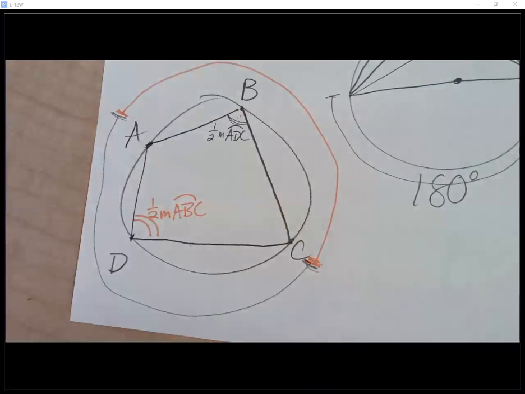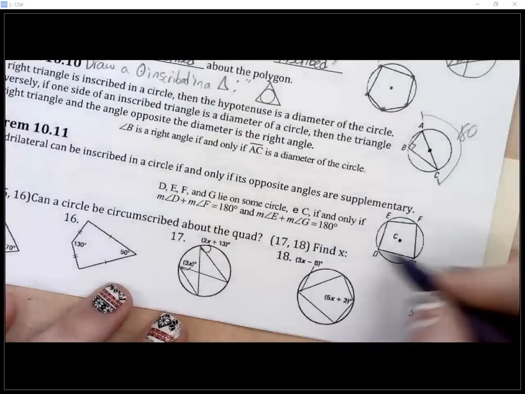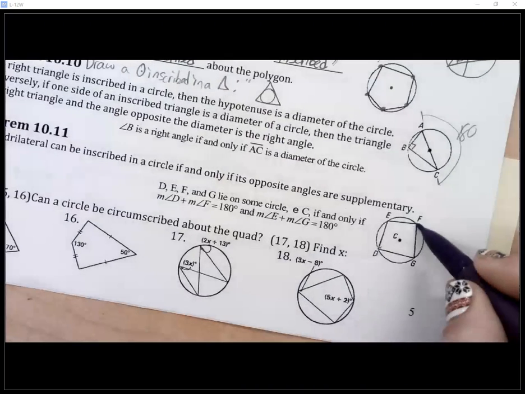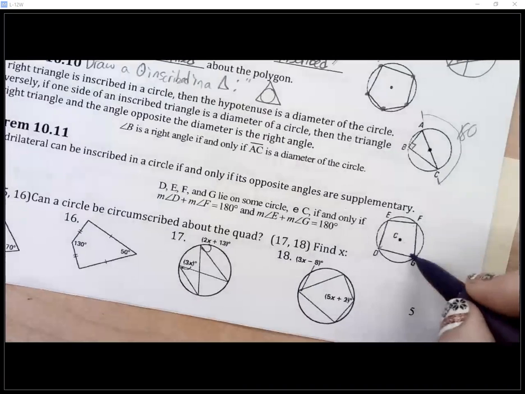Right? So if the whole thing is 360 and they're both half of that, wouldn't it make sense that they would both have to add up to 180, half the full circle? Because together their arcs are the full circle, and they are half of their arcs. So the important thing to remember is that if your shape is inscribed in a circle and you have opposite angles, they must be supplementary. So D and F have to add to be 180. E and G have to add to be 180.